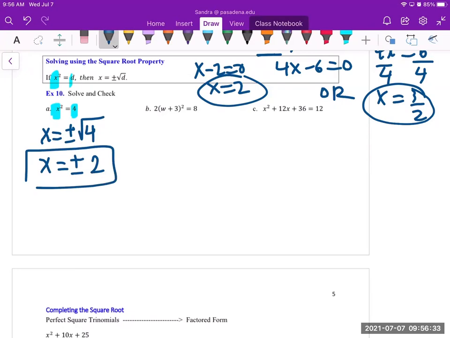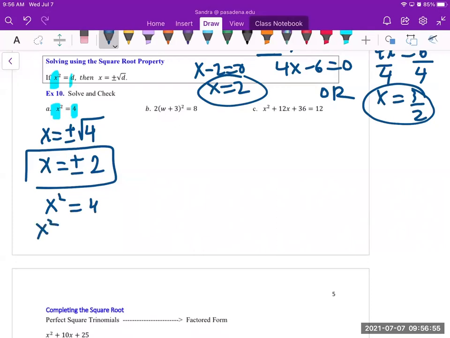Now, is it possible to do it the way we were doing it before? So the question is, why can't I now use the method I was just using, which is the zero product factor? Well, you could use the previous method.